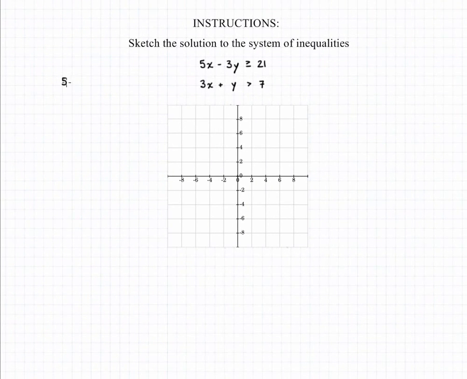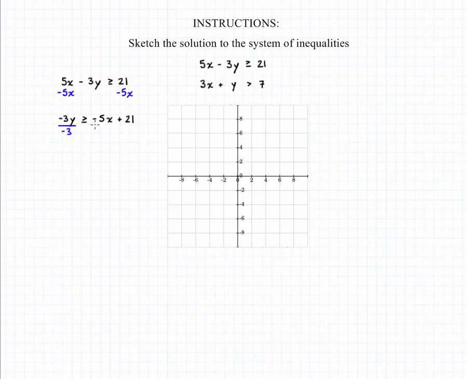In order to sketch our solution, we need to begin by taking each of these inequalities and putting them into what resembles slope-intercept form for a linear equation. So if we take our first inequality and subtract 5x from both sides, that will leave us with negative 3y is greater than negative 5x plus 21.